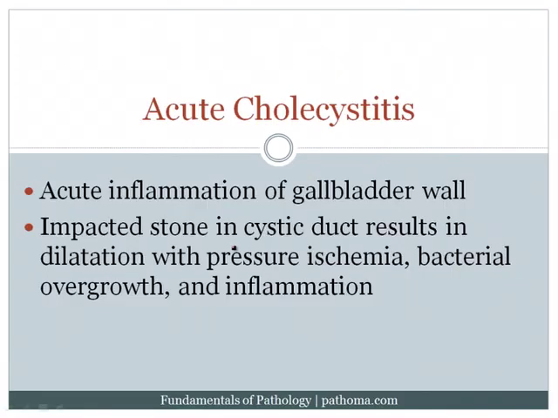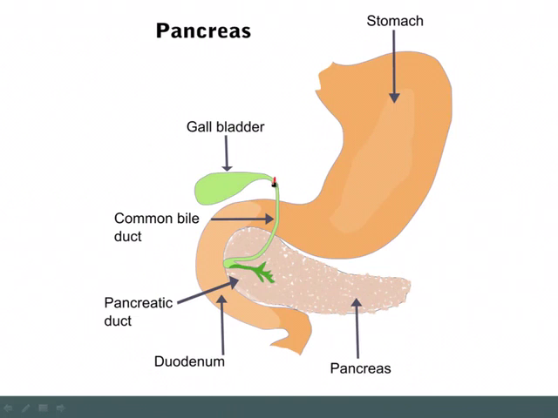Acute cholecystitis is when you get acute inflammation of the gallbladder wall. The idea here is that you've got a stone impacted or stuck within the cystic duct. Because this is stuck, pressure is going to build up here in the gallbladder wall. And as pressure builds up, that's going to squeeze the blood vessels of the wall, which is going to decrease the blood supply to the gallbladder. Eventually, this gallbladder will become ischemic, there'll be bacterial overgrowth, and then the patients will get inflammation. And that is called acute cholecystitis.